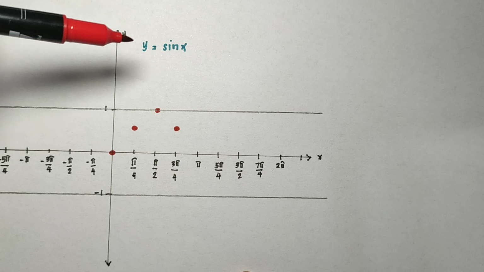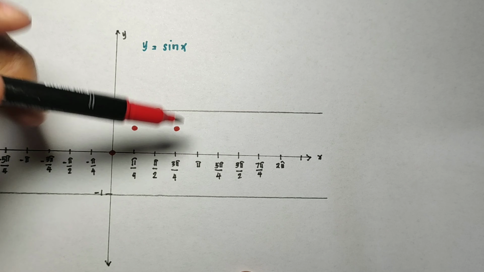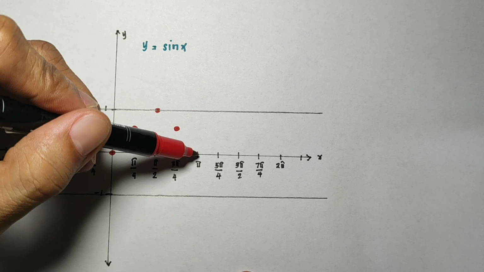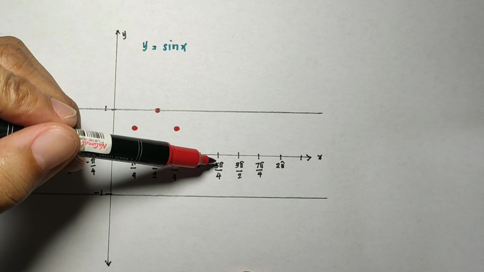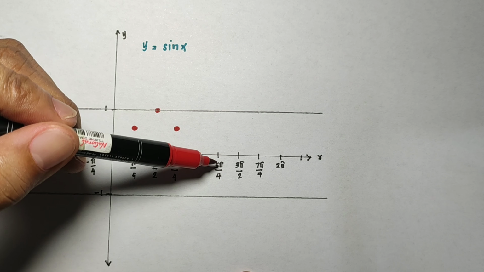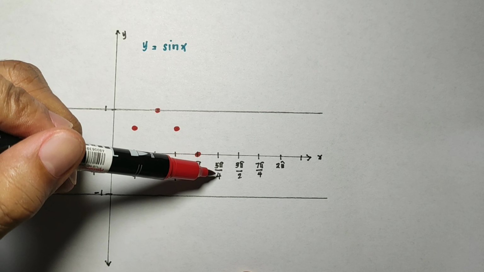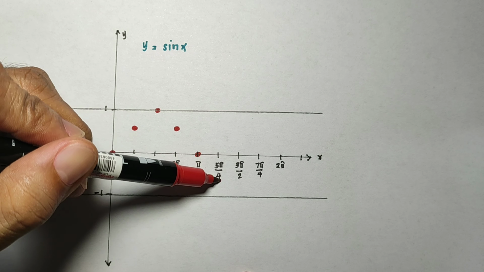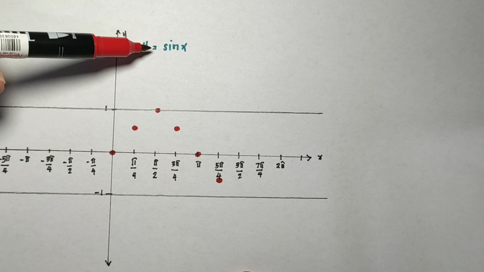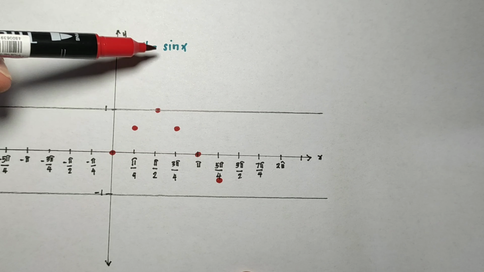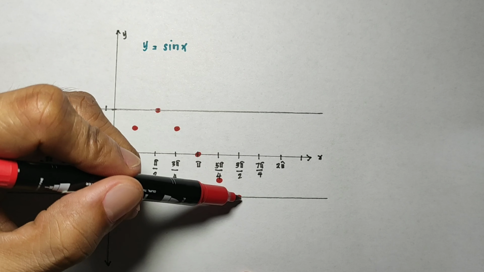Next, when x is pi, y equals sine pi, and sine of pi is 0, so that is pi comma 0. Next, when x is 5 pi over 4, you will get negative square root of 2 over 2, or negative 0.71, so it's in here. Next, when x is 3 pi over 2, y equals sine 3 pi over 2, and the value of that is negative 1. So that will be 3 pi over 2 comma negative 1.